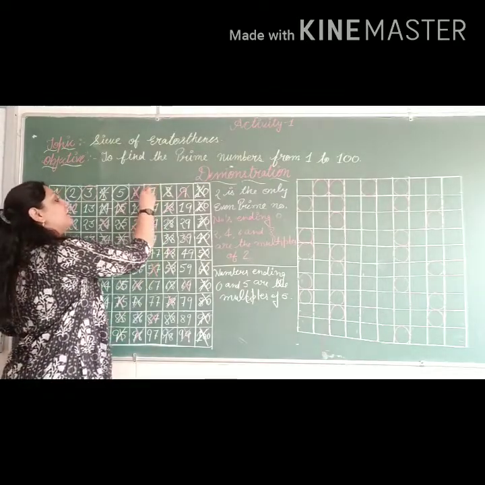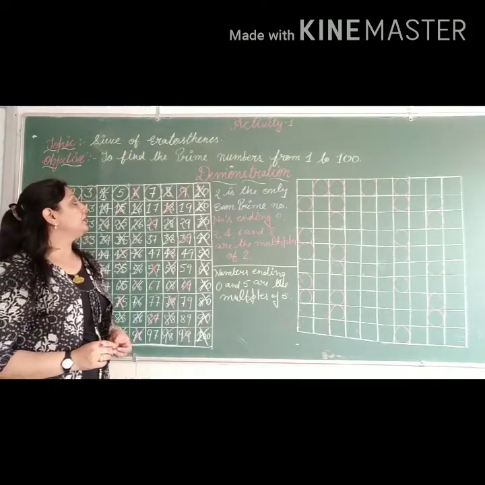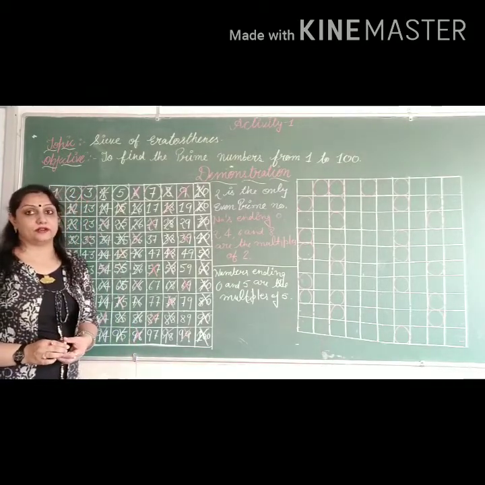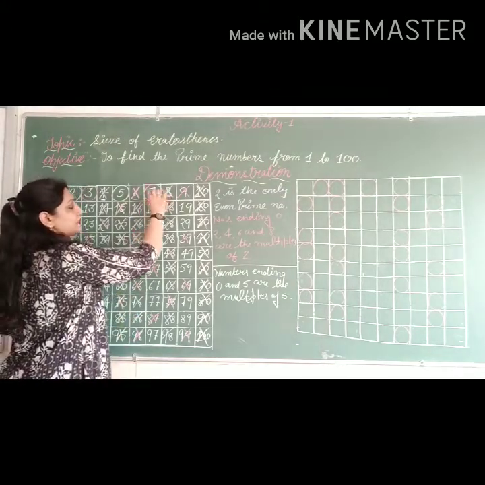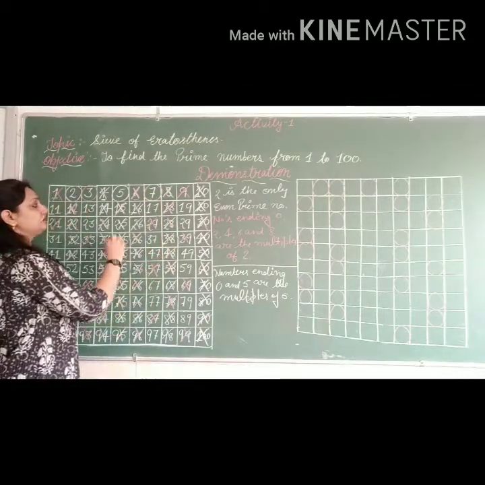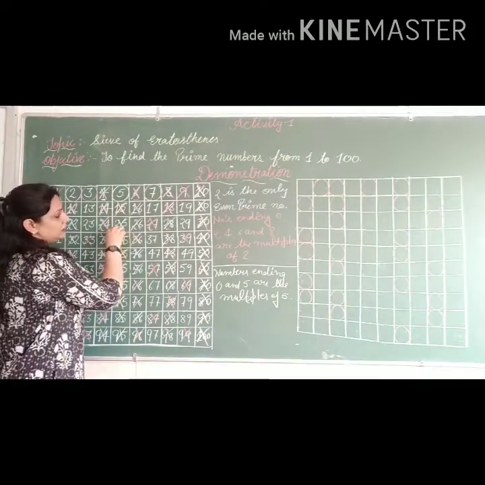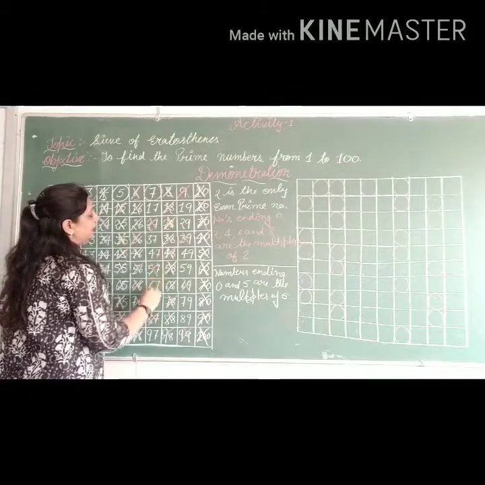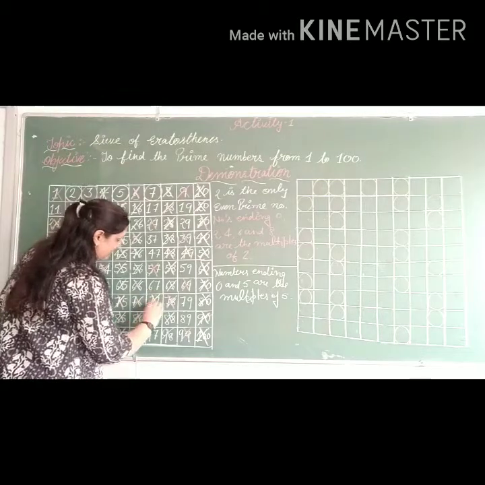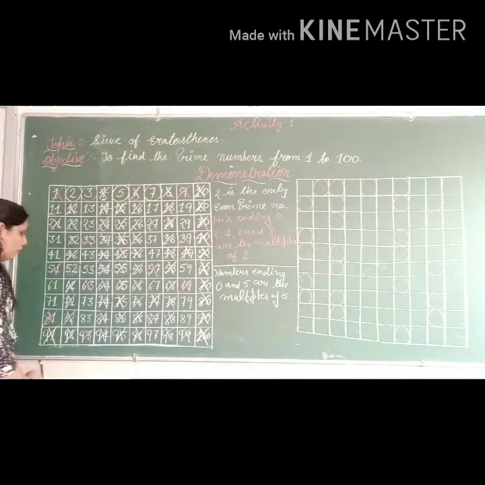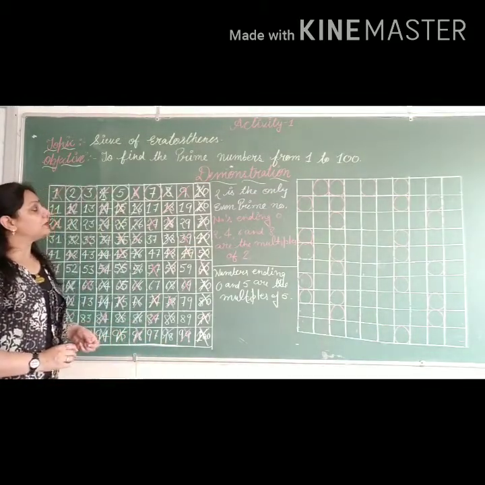Now it's the turn of number 7. I am circling it because it is a prime number. It has only 2 factors, 1 and the number itself. Again, the multiples of 7 we will cross: 14, 21, 28, 35, 49, 77 also is a multiple of this and 91 also is a multiple of 7. That's why we have crossed all the multiples of 7.